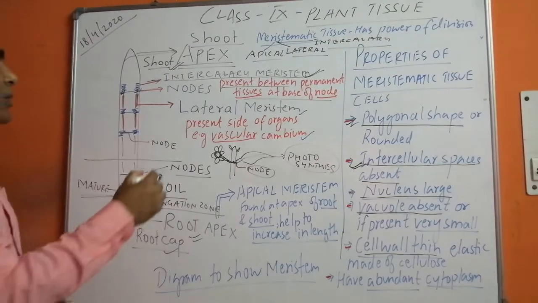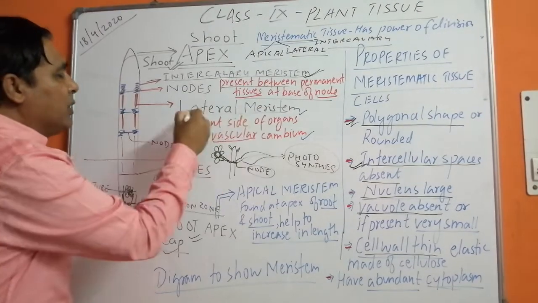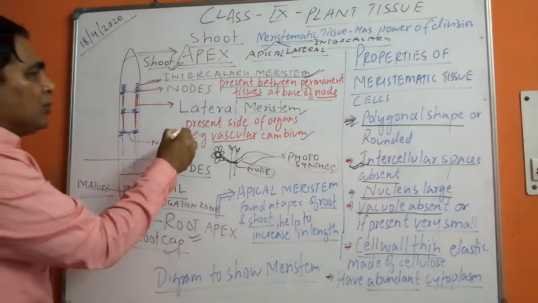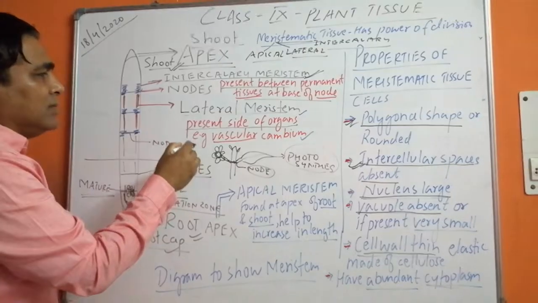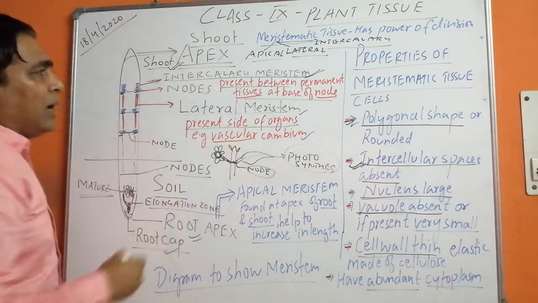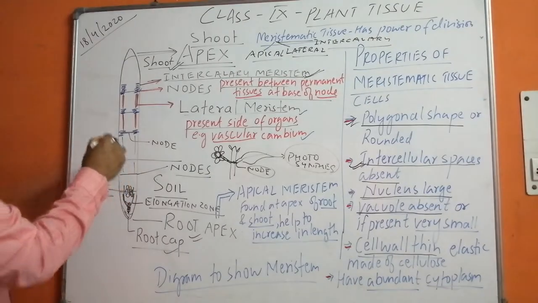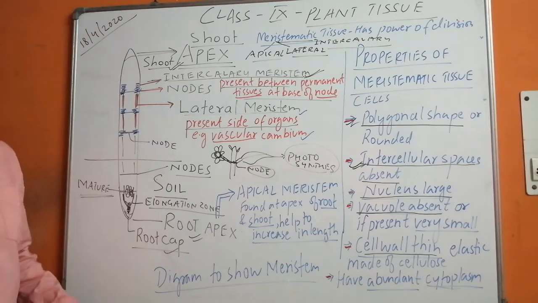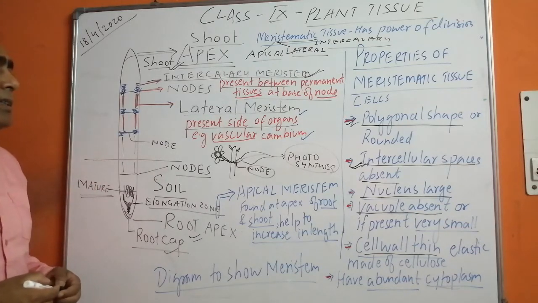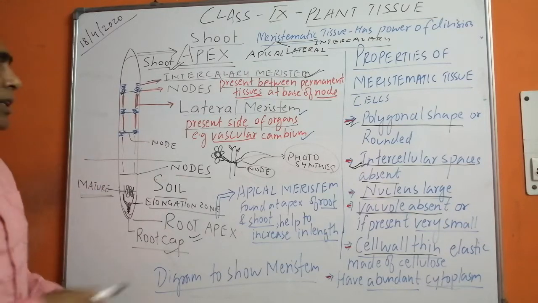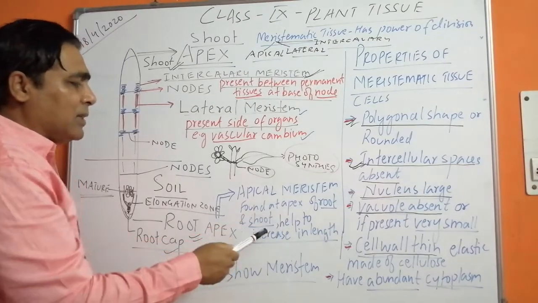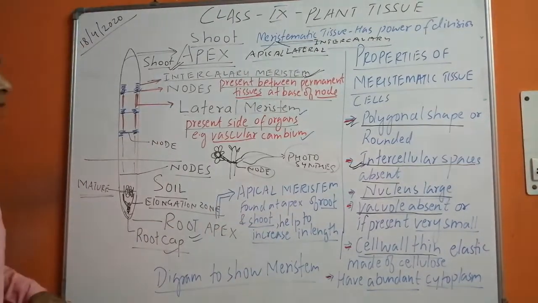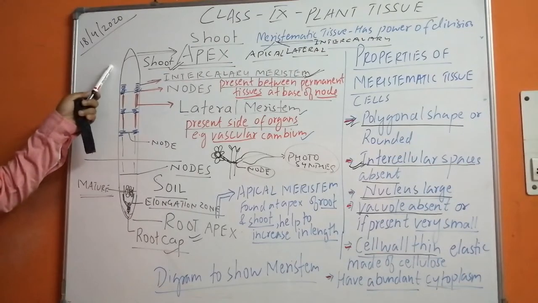Now I'm going to tell you about the lateral meristem. What is lateral? Lateral means side. So these are present at the side of the organs. An example is vascular cambium. Vascular cambium is lying between the xylem and the phloem. We will discuss it in the later part. Now the apical meristem is found at the apex. I already told you about this. So we have completed this. You can note down this diagram.